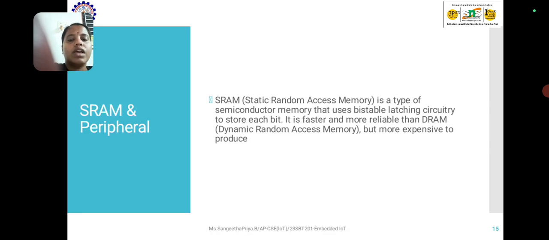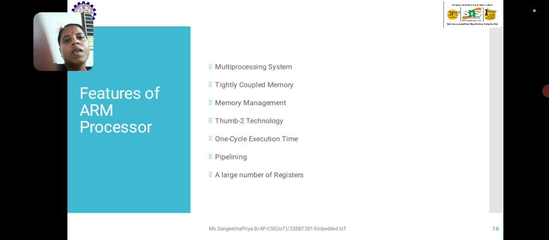The next one is the SRAM and the peripheral. Static random access memory is a type of semiconductor memory that uses a stable latching circuit to store each bit. It is faster and more reliable than DRAM, that is dynamic random access memory, but more expensive. Next, we are going to see the features of the ARM processor: multiprocessing system, tightly coupled memory, memory management, Thumb-2 technology, one cycle execution time, pipelining, and a large number of registers.